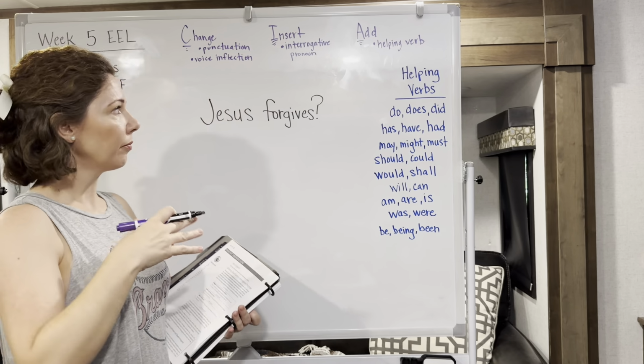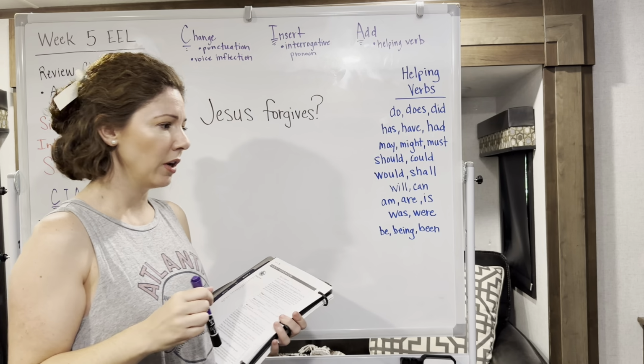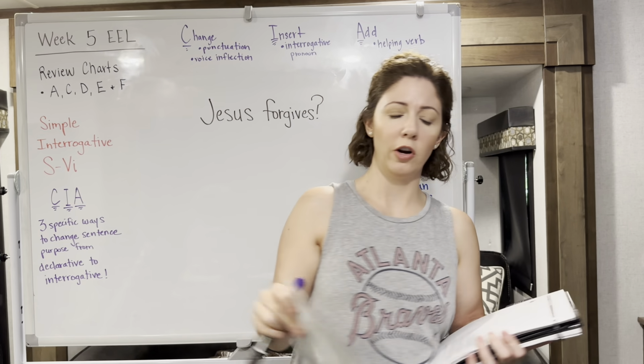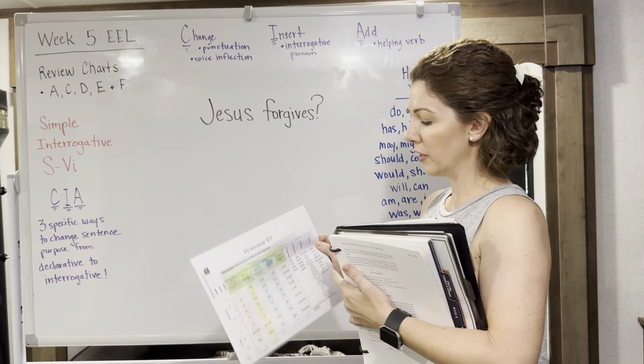And then we will look at the second way to do that, our I in CIA. For this one, it says we would insert an interrogative pronoun. It references us to our interrogative pronouns. If you have your chart F, our interrogative pronouns are who, whom, who's, which, what, interrogative pronouns. Who, whom, who's, which, what, interrogative pronouns. Today we're going to look at who. We're going to replace our subject with who forgives.